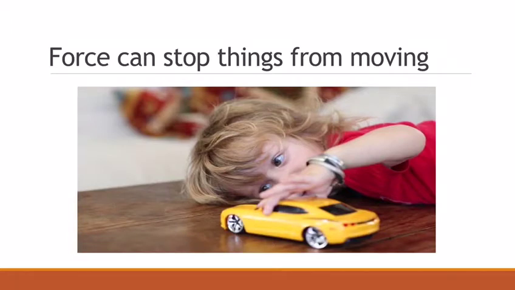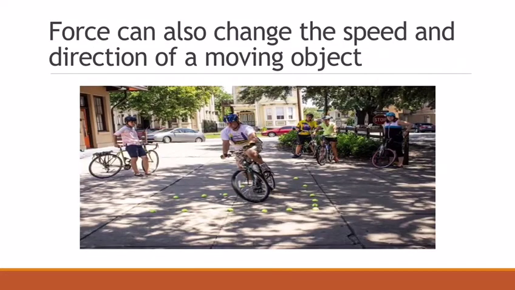Alright, now I have a question for all of you. How do we stop the real cars from moving? Pause the video and think for a while. We can stop the real cars from moving with a brake. Force can also change the speed and direction of a moving object. Now you must be thinking, what is an object? An object is a thing, like a bicycle or a car or a door.